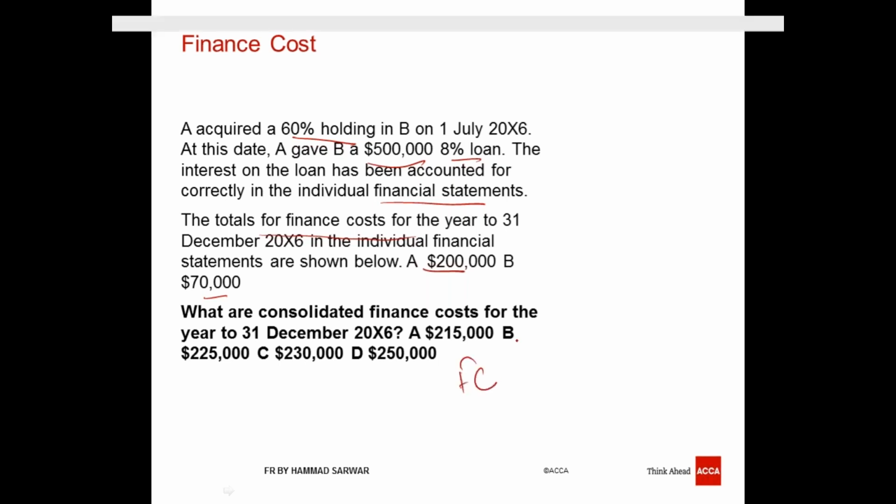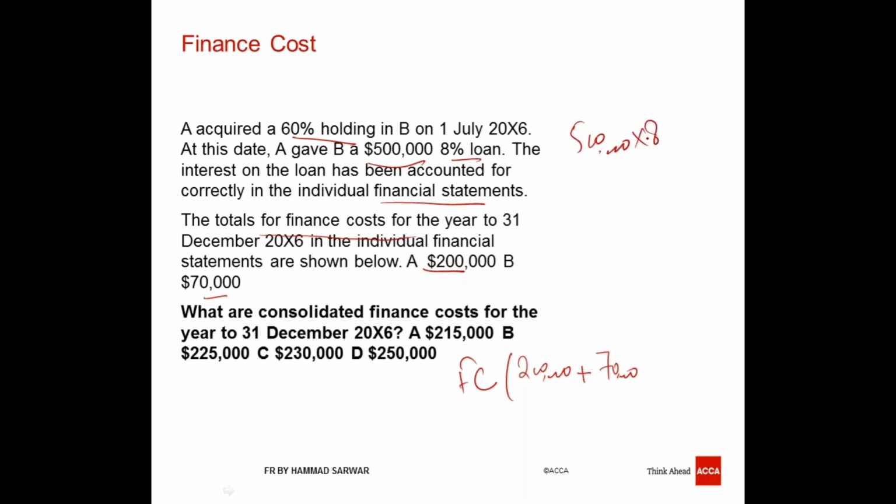So we are going to consolidate to calculate the finance cost that should be shown in the consolidated P&L. So 200,000 is the finance cost of the parent company, add 70,000, the finance cost of the subsidiary company. But this finance cost includes an intercompany finance cost, which should be excluded first. So 500,000 is the amount of the loan at 8%. That will be 40,000 interest cost.